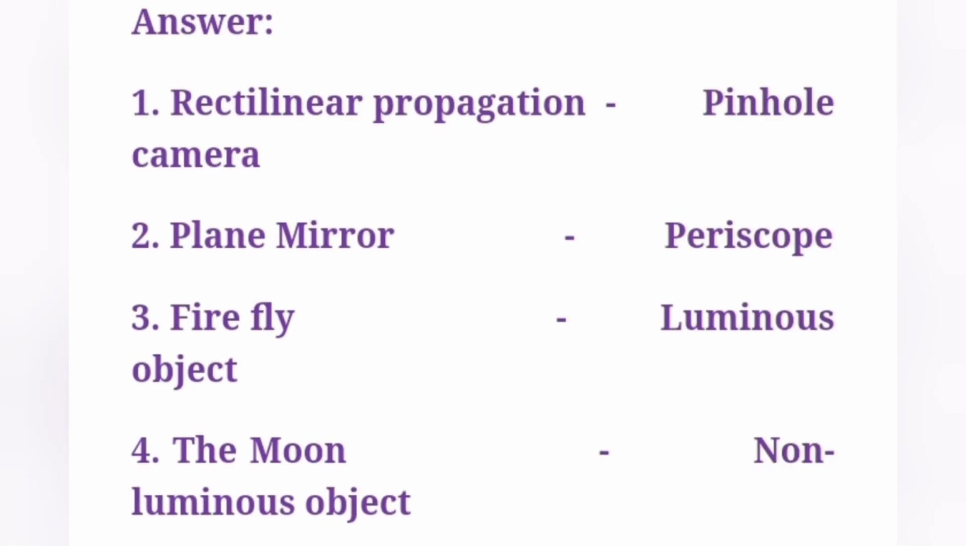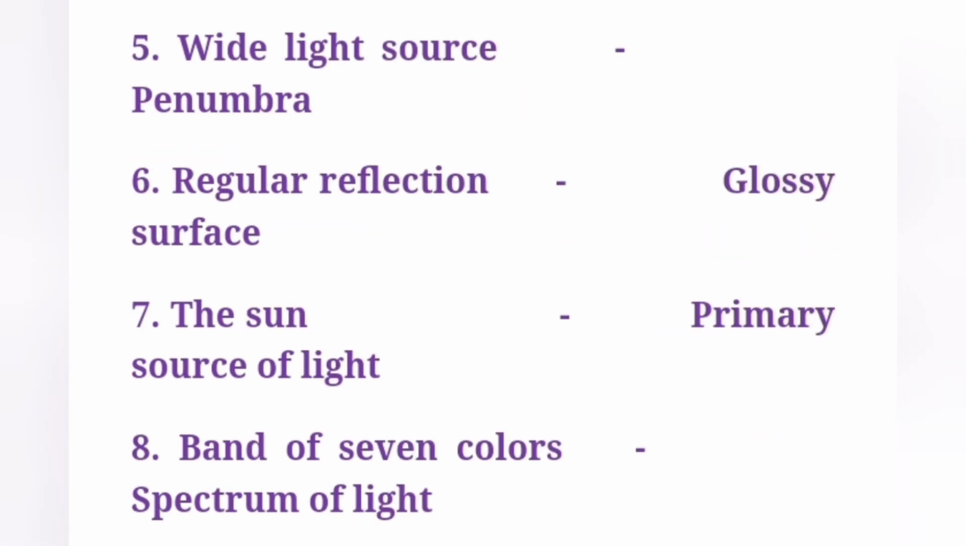Answer, first one, rectilinear propagation, pinhole camera. Second one, plane mirror, periscope. Third one, firefly, luminous object. Fourth one, the moon, non-luminous object. Fifth one, wide light source, penumbra. Sixth one, regular reflection, glossy surface. Seventh one, the sun, primary source of light. Eighth one, band of 7 colors, spectrum of light.